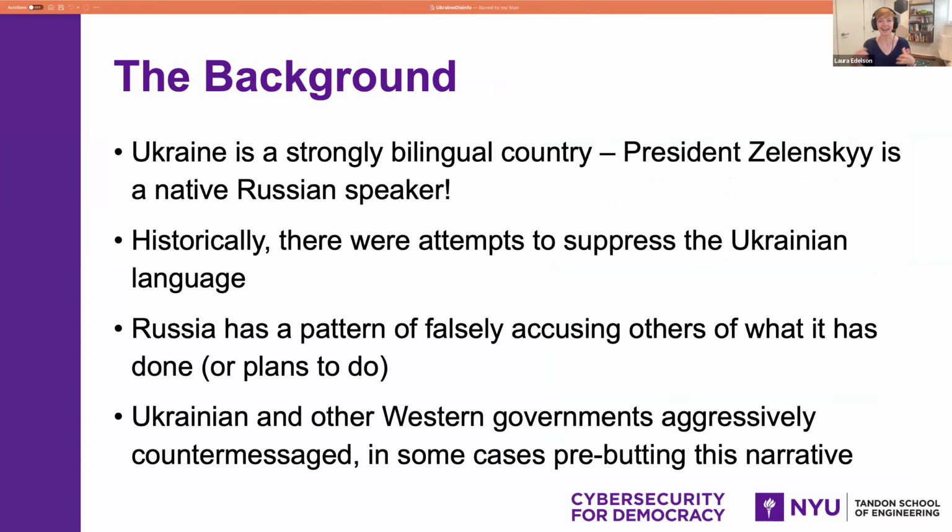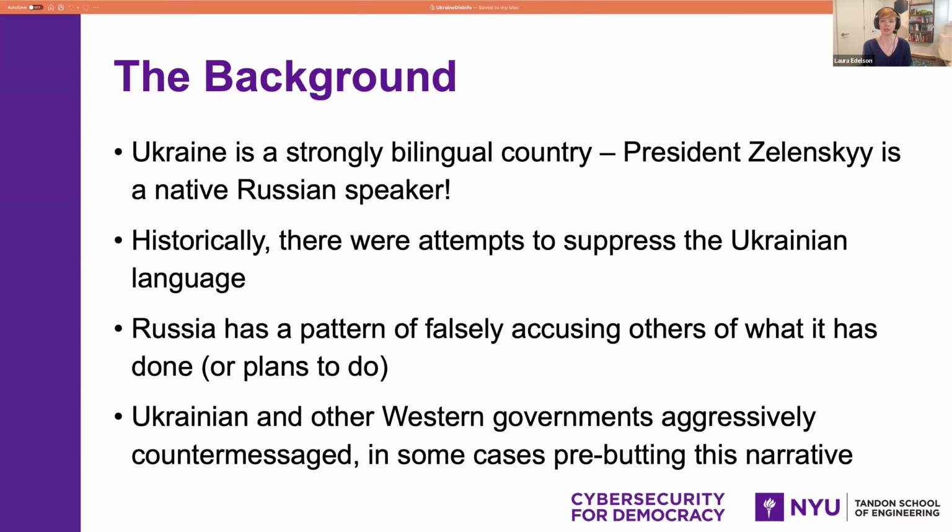So again, please do remember that Ukraine is a strongly bilingual country. The country's President, Zelensky, is a native Russian speaker. The idea that there was some kind of mass killing program of Russian speakers is ridiculous. However, historically, there have been attempts to suppress the Ukrainian language. And this is the point where we have to note that Russia has a pattern of accusing others of what they themselves either have done or are planning to do. And this thread of disinformation is one that Russia had previewed quite a bit.